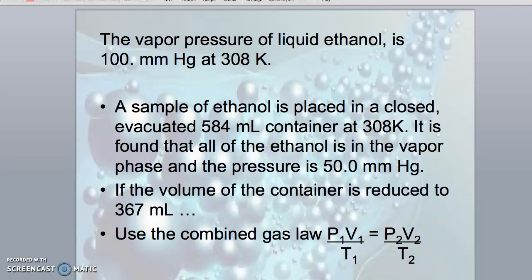What this means is that the pressure in this container, the 367 mL container, is 80 millimeters mercury. And that's okay because it's not above 100. It can't be above 100. So since it's below 100, what that means is we're in the vapor phase. There's no liquid present. So again, I can't say this enough. If we have liquid ethanol present in any size, shape, container, we'll have a vapor pressure of 100 millimeters mercury at that temperature, 308 K.